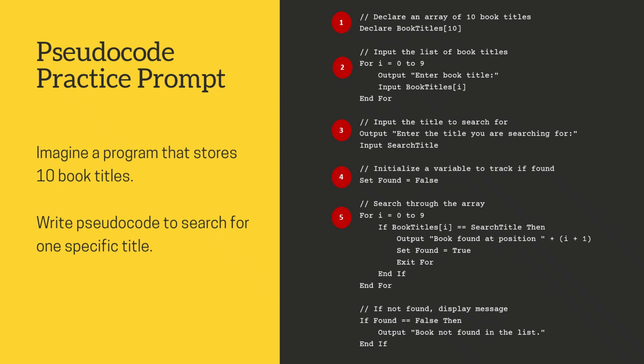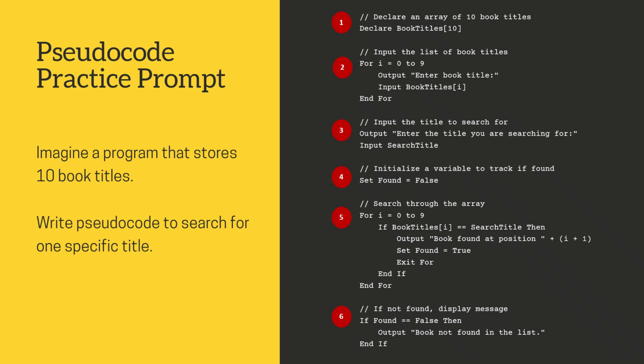Now the program goes through each book title in the list one at a time using a for loop. For each item in the array, it's going to check whether the current title equals the search title. We saw this in the previous slide. If a match is found, the program displays a message such as, book found at position 4, something like that. Then it changes found to true and exits the loop early since there's no need to keep searching. If it goes through the entire list and doesn't find a match, the flag is going to stay false.